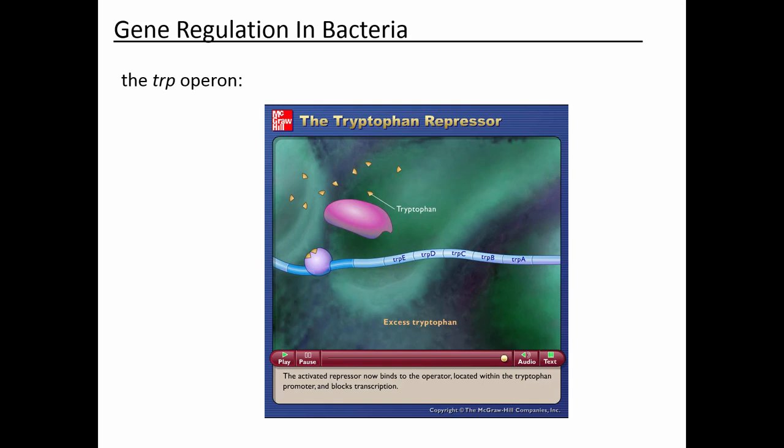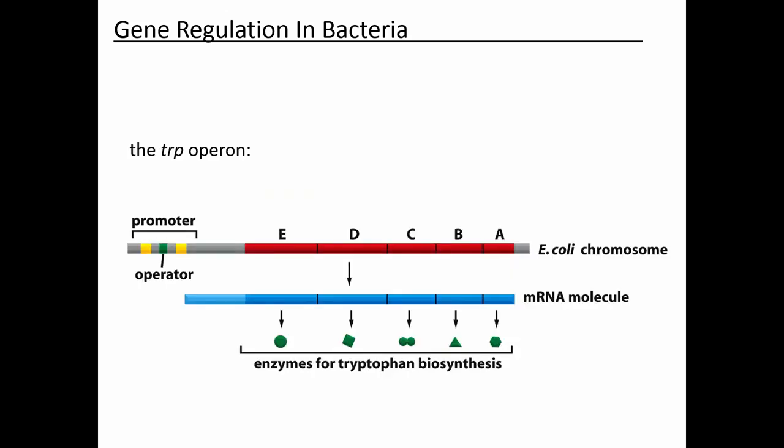Okay, so that's a relatively simple switch in terms of either you're going to transcribe this set of genes or not. Again, just to repeat some things that I've already said, TRP stands for tryptophan, and the operon is going to consist of the promoter. That's this segment of DNA right here. You can see that the operator, the segment of DNA that's going to control gene expression of these genes, sits within the promoter.